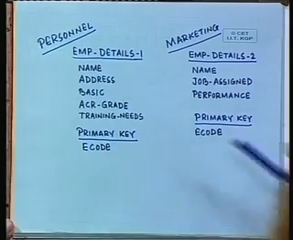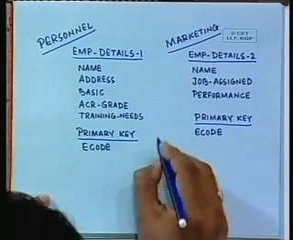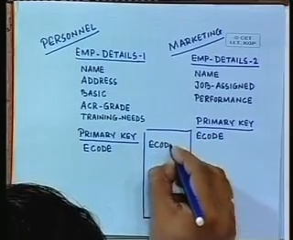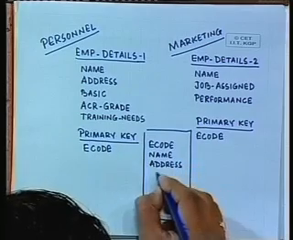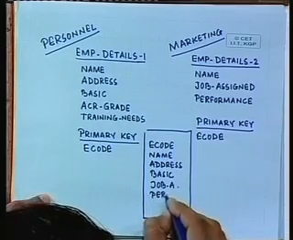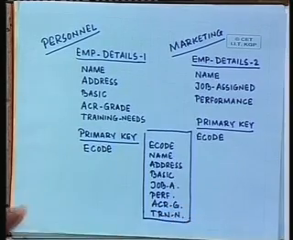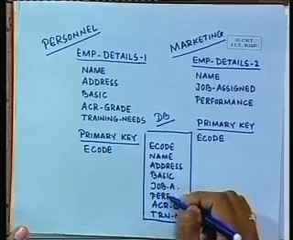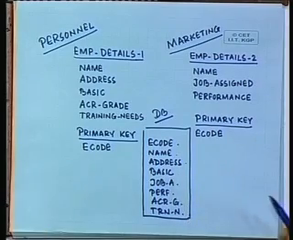Alright. So, suppose we want to make it an integrated application. The moment we want to integrate the applications, we can create a third file which should have e-code, name, address, basic, job assigned, performance, ACR grade and training needs. All the fields will come into this. So, this is our integrated DB, having employee code, name, address, basic, job assigned, performance, ACR grade, training needs.